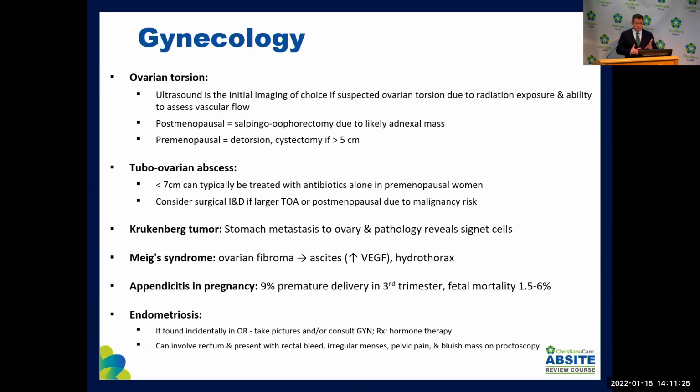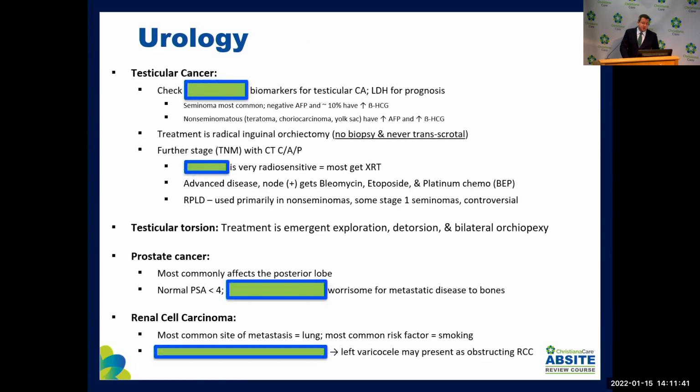If they're giving you a relatively young female with these kind of vague symptoms and a brownish or bluish mass found somewhere, it's probably endometriosis. It can also involve the rectum and present with intermittent rectal bleeds, irregular menses, and pelvic pain, especially during the time of menses. All right, switching over to urology.